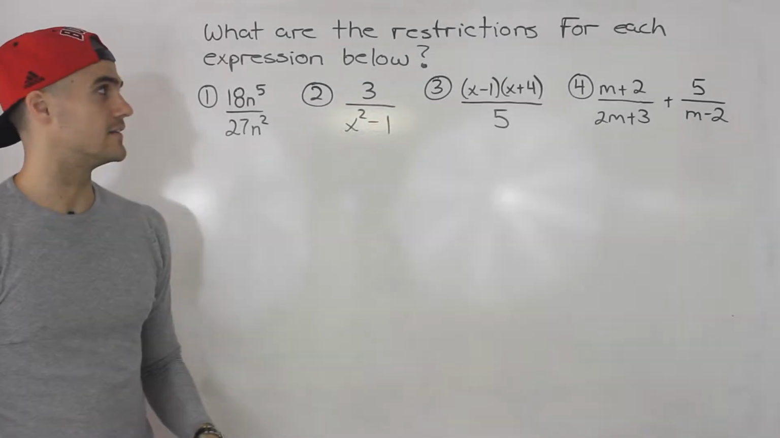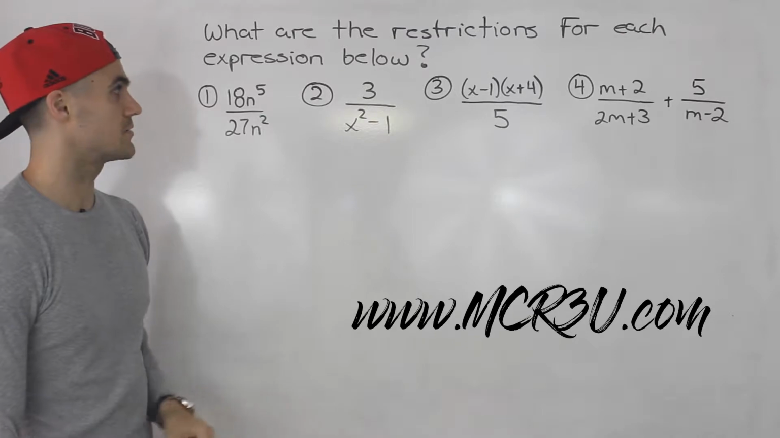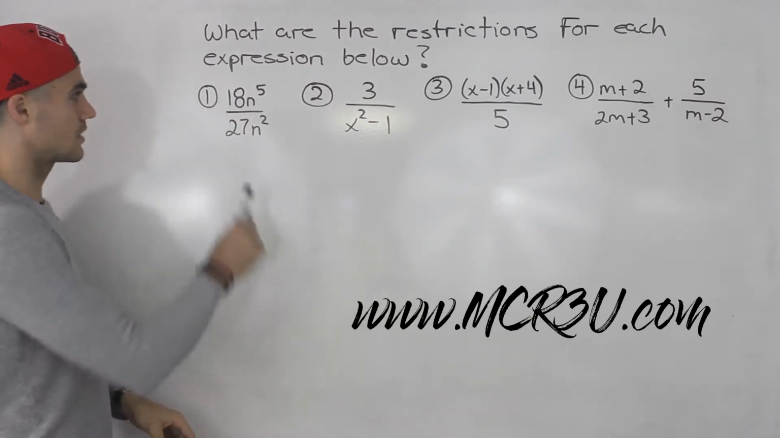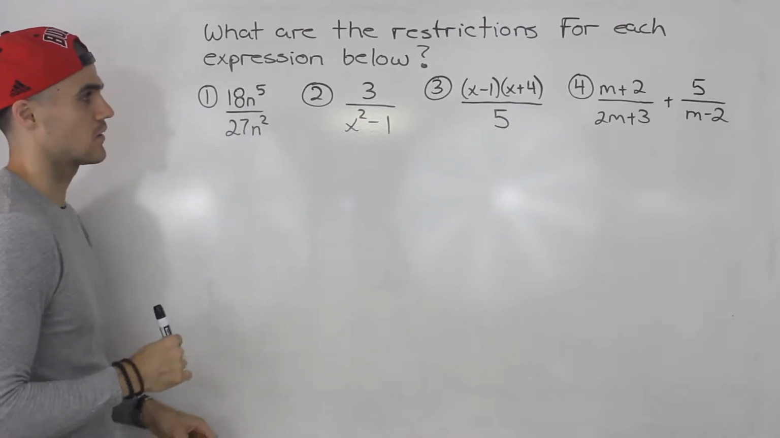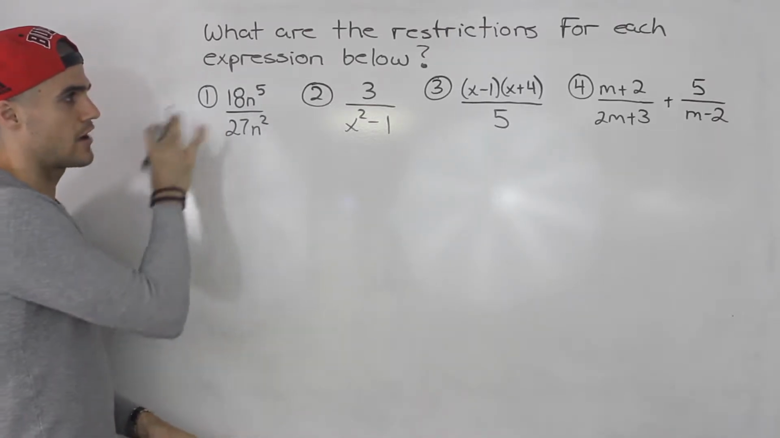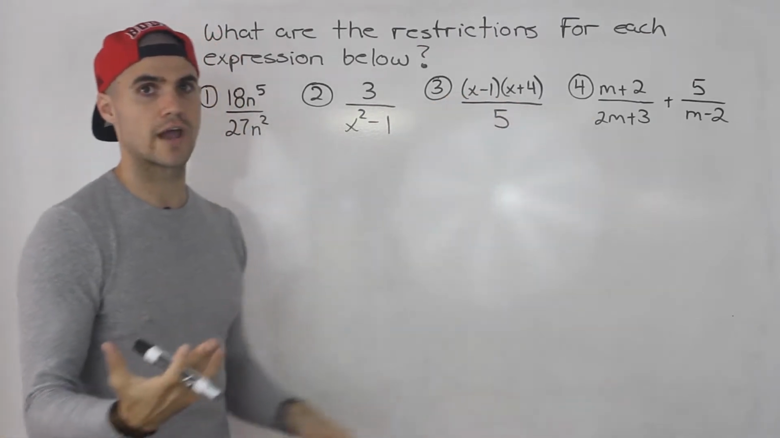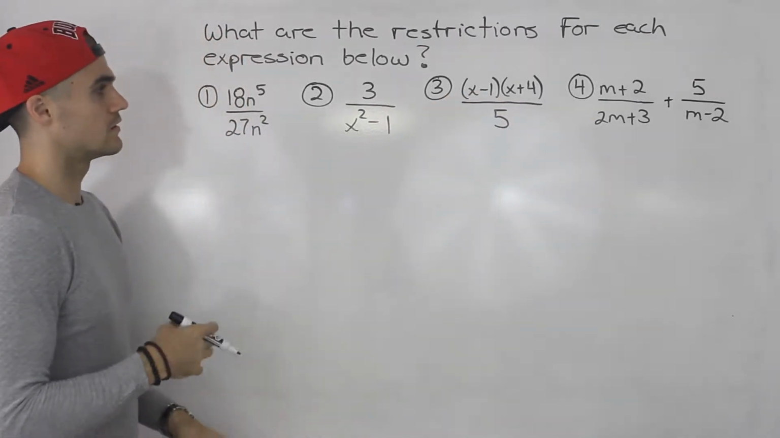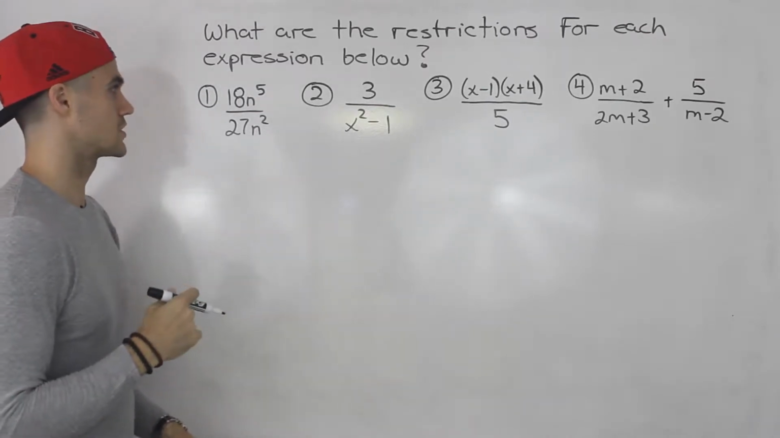What's up, guys? In this video, we have to state the restrictions for each of these four expressions below. So starting off with number one, we got 18n to the 5 over 27n squared. Now, whenever we have rational expressions like this, whether we're multiplying, adding, subtracting, or dividing, the general steps are you factor first and then you state the restrictions.